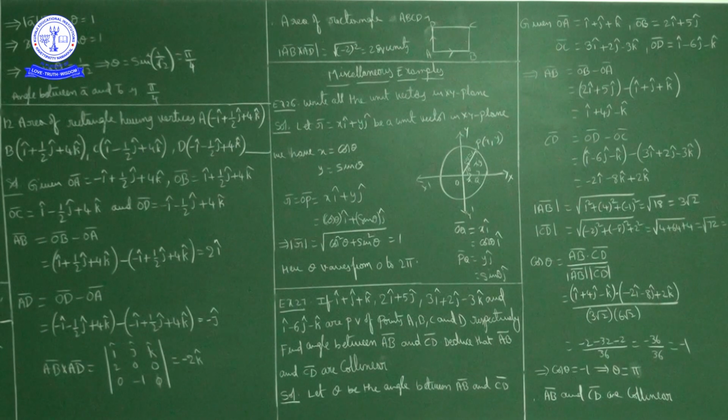Okay. Next, example 27. If i cap plus j cap plus k cap, 2i cap plus 5j cap, 3i cap plus 2j cap minus 3k cap, and i cap minus 6j cap minus k cap are position vectors of the points A, B, C and D, find the angle between AB bar and CD bar. Deduce that AB bar and CD bar are collinear.